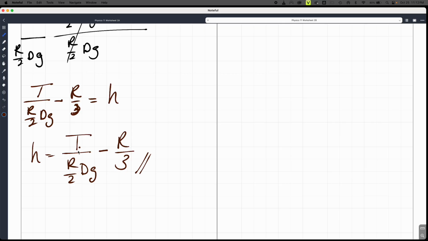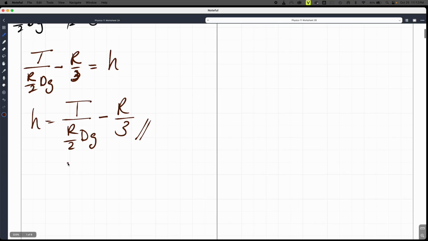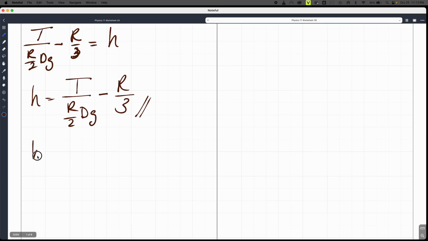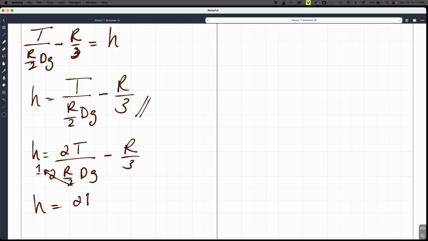For some of you, you don't like having this denominator in fraction form, so we can simplify this. Let's see how we can do this. Let's take away this half. So we're going to multiply the numerator and the denominator by 2, essentially 2 over 2, which is 1. So that makes 2t over r dg, and the 2 cancels, making 1, minus r over 3. So now it's h equals 2t over r dg minus r over 3.